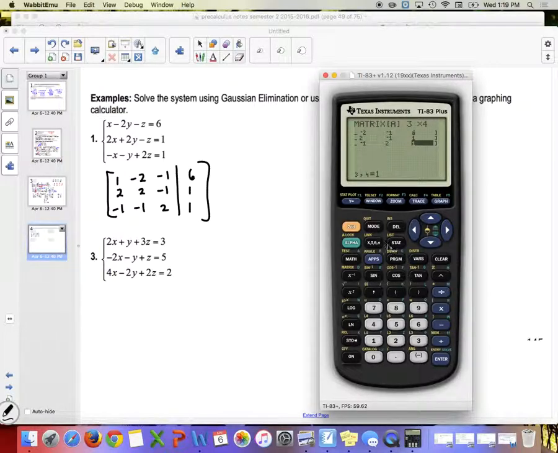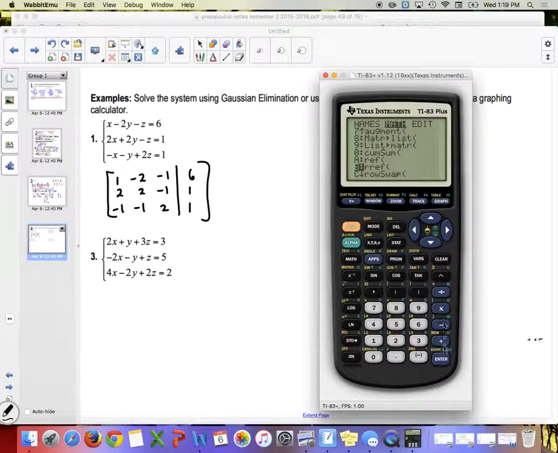All right. So when we do that, we're going to do second quit. And we go back into matrix, so second matrix. And we go over to math. And there's lots of things. It can find determinants for you. Now, determinants you can only find for a square matrix, so this one wouldn't have a determinant. But it finds lots of things for you. And we're going to go all the way down to row reduced echelon form, RREF.